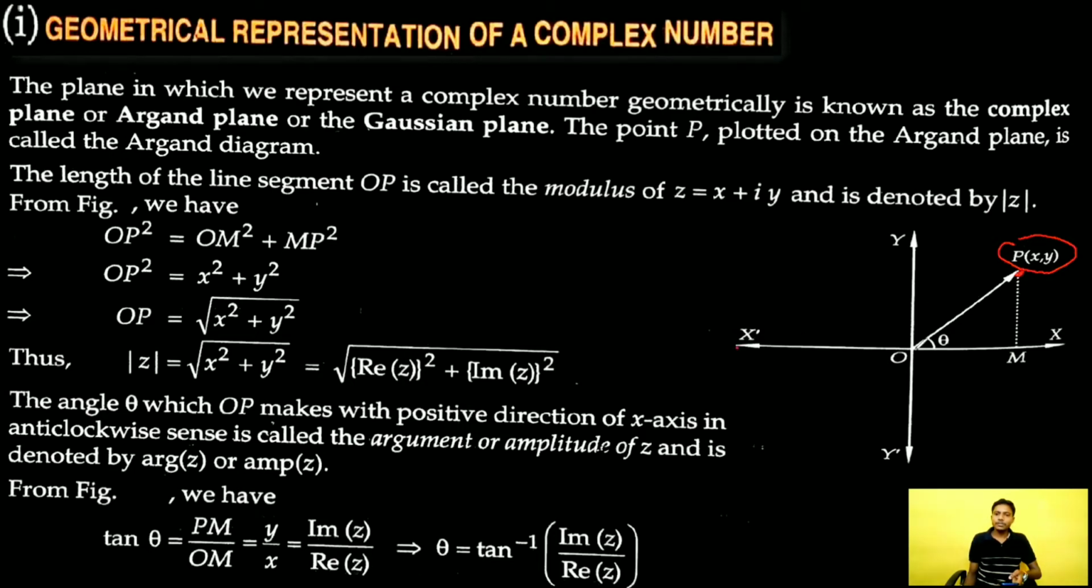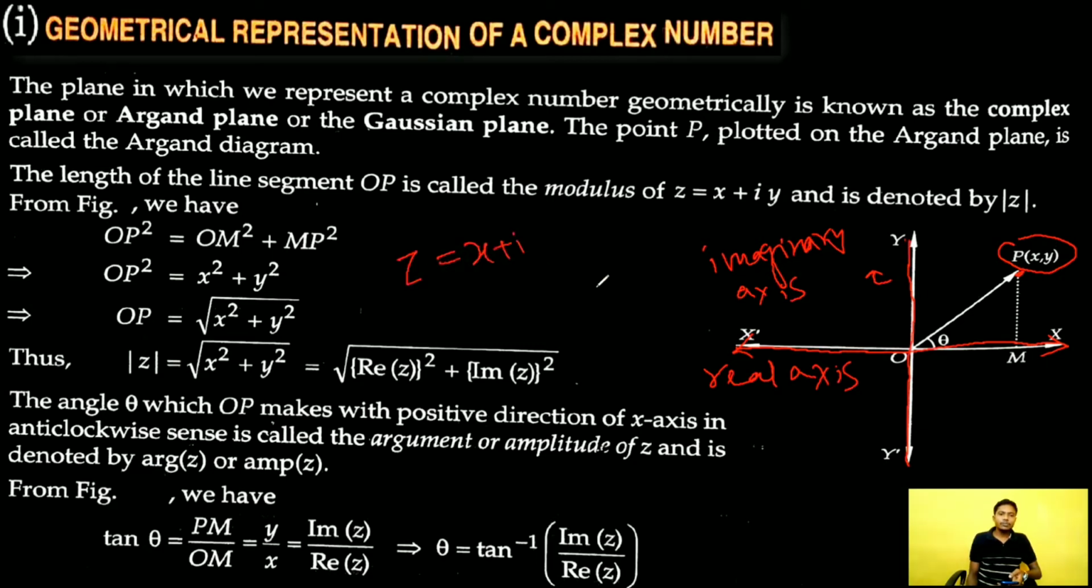This complex plane has this line, which is called the real line, the real axis. This axis, y dash, is called the imaginary axis. Any point on this plane is denoted by z equal to x plus iy. And this angle is theta, measured from the positive direction of the x-axis in the anti-clockwise sense.